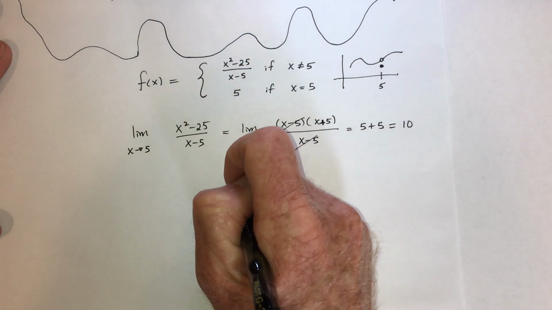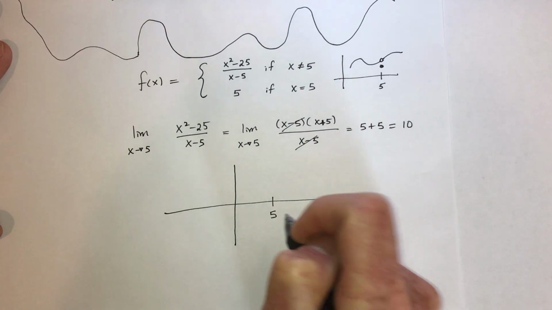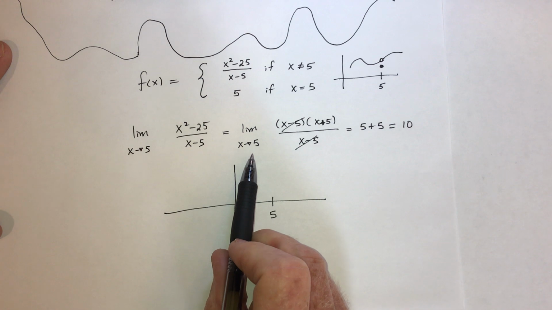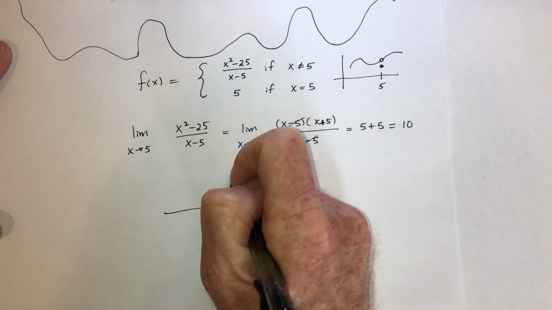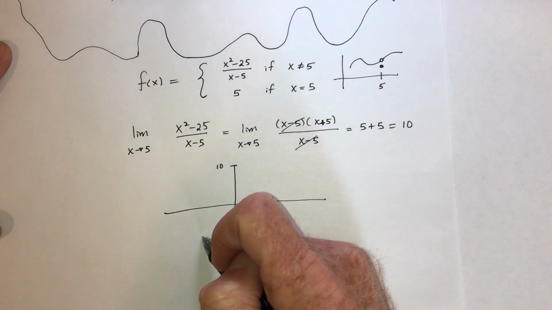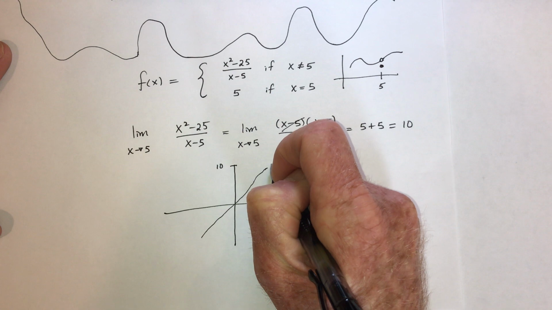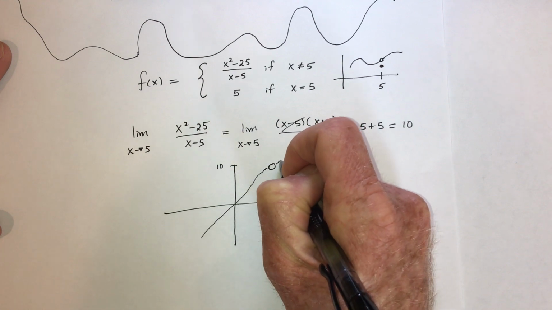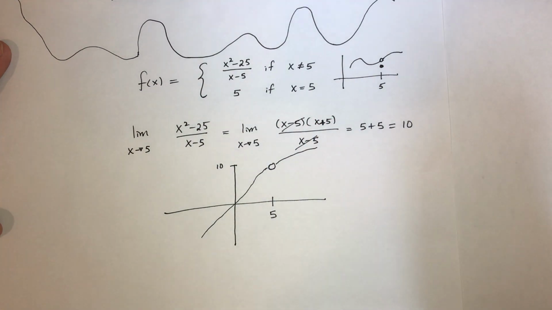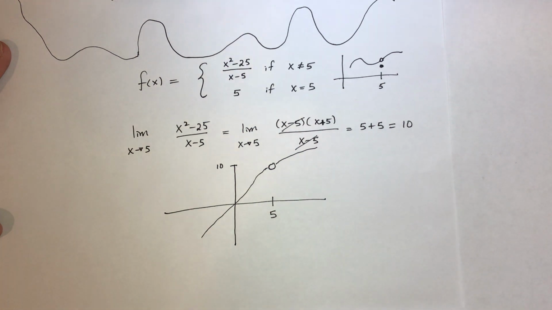Which means that the function is not continuous. By taking the limit as x approaches 5 and finding out that the answer was 10, that means the function looks something like this. It gets to right here, there's a hole in the graph, and then it keeps going. It's not a very accurate graph. The hole in the graph, that's the main point. So right now it's not continuous.